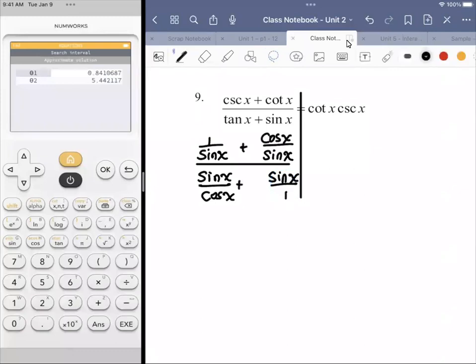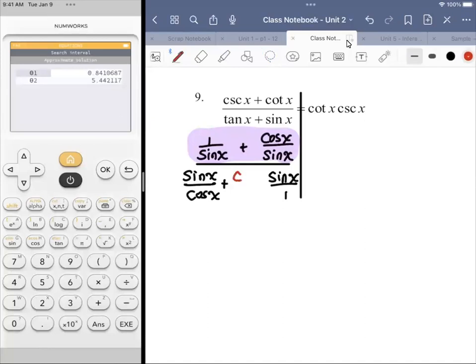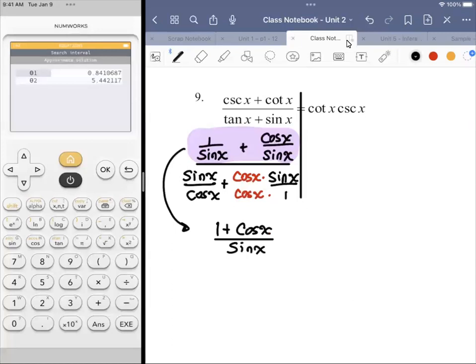So for the bottom of this complex fraction, like I said, I don't want to rush this too much. If this already has a common denominator, I'm not going to worry about it. The bottom one, I want a cosine on the bottom rather than a 1. So I'm going to multiply top and bottom of my second fraction by cosine x. When we combine the numerator of this, that's going to become 1 plus cosine x over sine x. The bottom is going to be sine x cosine x.